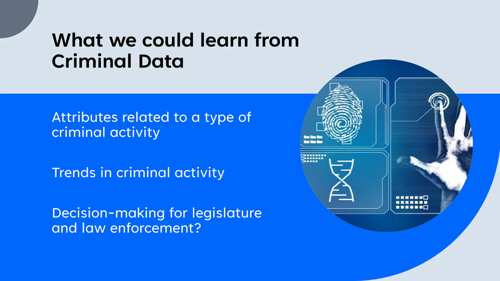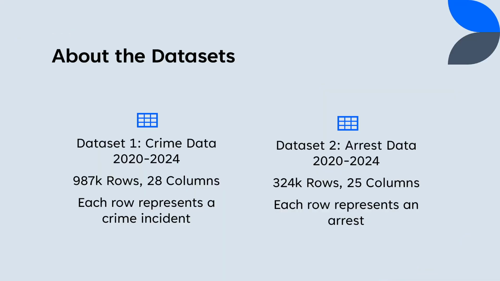We can also think of trends in criminal activity. Which crimes are most prevalent? When do they occur? Who tends to commit them? Overall, this could lead to a potential for law enforcement to make better decisions by using data such as this on recorded incidents.